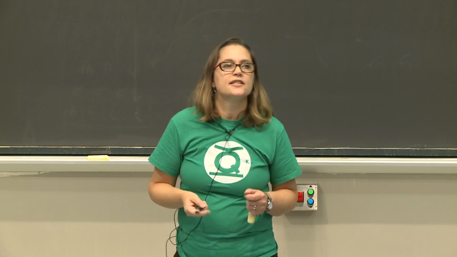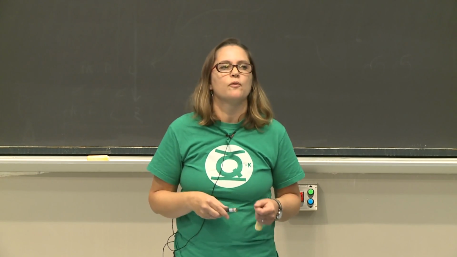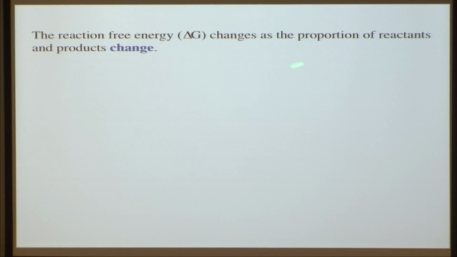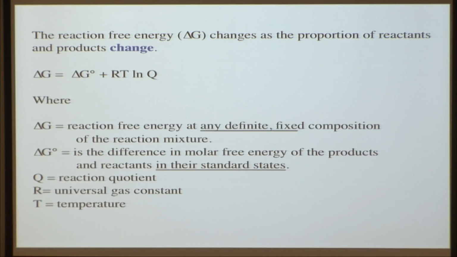So delta G is going to change depending on your ratio of products to reactants. So delta G changes as the proportion of the reactants and the products change, and there's an equation to describe that. So we're back now to having a few more equations in this unit.